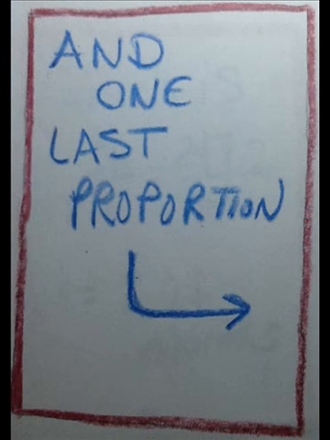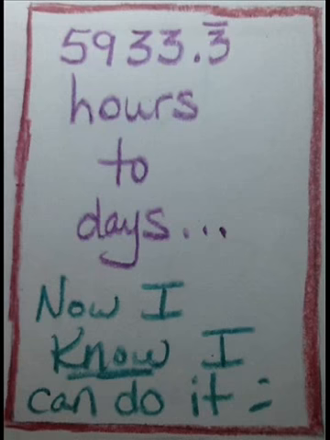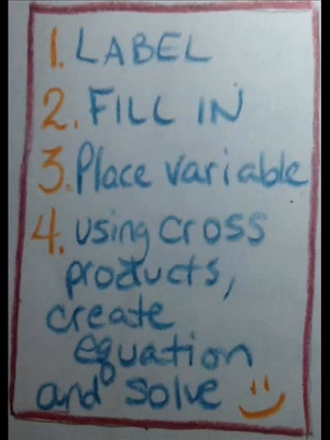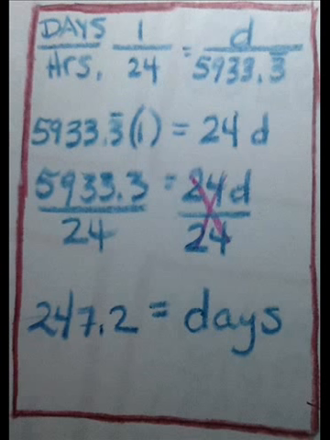Okay, Leo. Wait a minute, let me finish this. One last proportion. 5,933 hours and 33/100. I need to convert to days. Now I know I can do it. First I label, second fill in. Third I place the variable, fourth use the cross products to create an equation, and I solve. So, set it up, days, 1, hours, 24. I don't know my days, so I'm going to put a D. My hours are 5,933.3. I work it out, work the inverse. Okay, that comes out to 247 and 2/10 days.